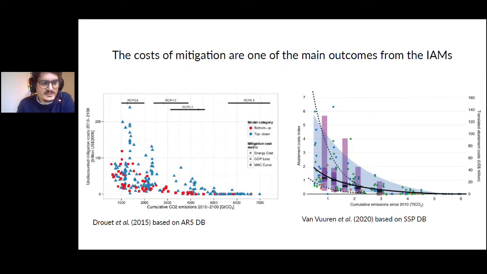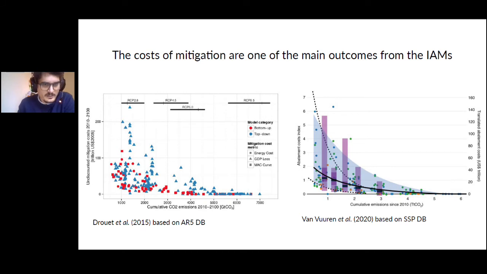They have been reviewed in the last IPCC report and also in various studies. So here I show two plots which relate the mitigation cost estimate from IAMs with the policy stringency. What we can see is that the more stringent the policy is, the higher the cost, but also the more uncertain.